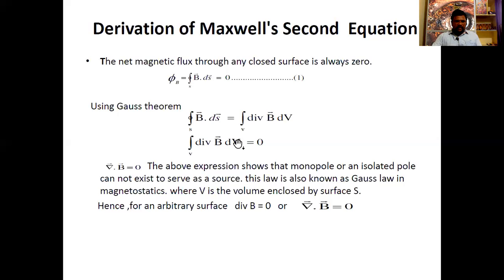This is nothing but divergence of B. So divergence of B bar is equal to 0. The above expression shows that a monopole or isolated pole cannot exist to serve as a source. This law is also known as Gauss law in magnetostatics, where V is the volume enclosed by the surface S. Hence, for an arbitrary surface, divergence B is equal to 0, or del bar dot B bar is equal to 0. This is called the second Maxwell's equation in electromagnetism.